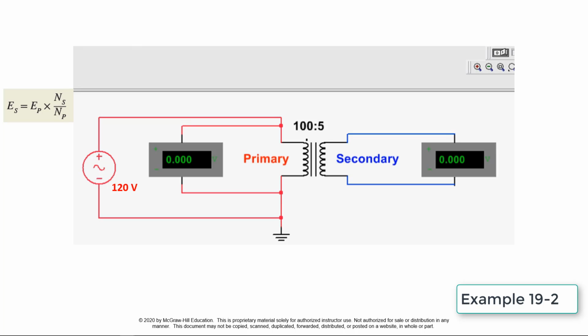E secondary is equal to E primary times the number of turns in the secondary divided by the number of turns in the primary. The simulation is turned on to confirm the calculations. Since the secondary voltage is less than the primary voltage, this is called a step-down transformer.